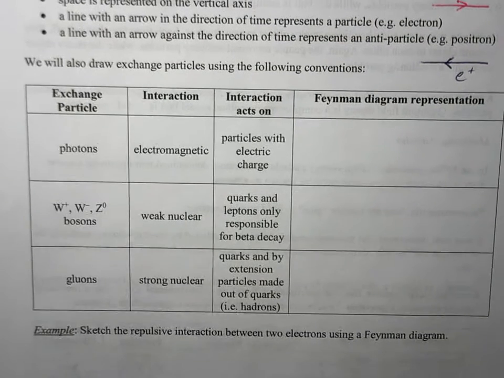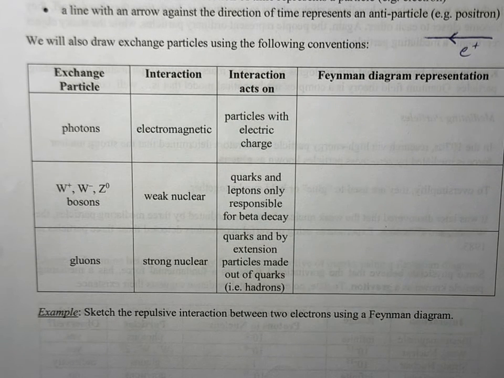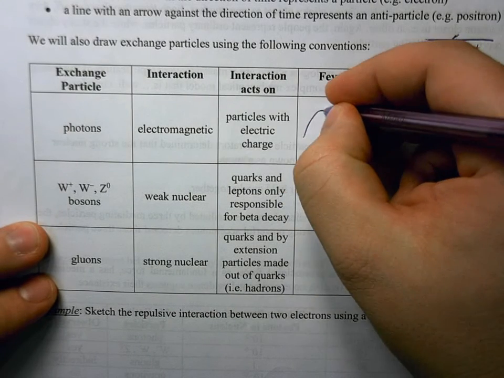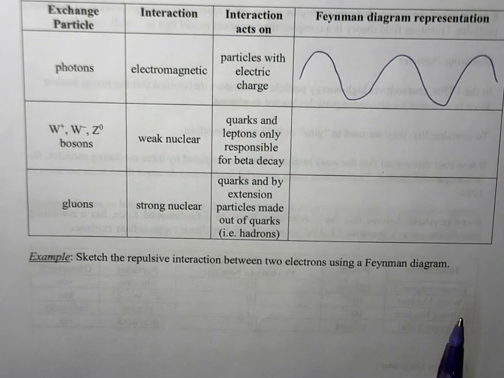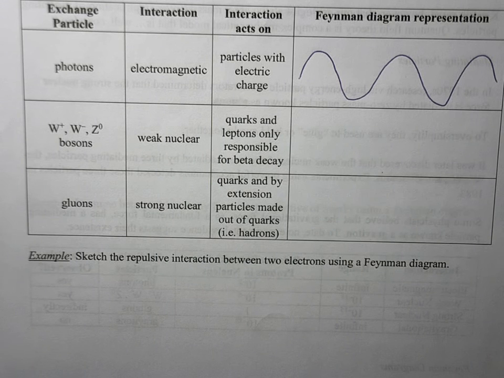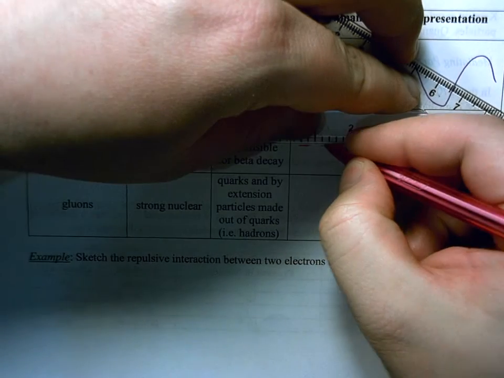When we're doing Feynman diagrams, we also want to draw our exchange particles, or mediating particles. When we talk about mediating particles, we're talking about the carriers of the fundamental forces. We're only going to look at the three that are actually known to exist, because we don't really know anything about gravitons. Photons, when we're sketching them in a Feynman diagram, look a bit like a sinusoidal wave. That's our pictorial representation for photons. For the W plus, the W minus, or the Z0 bosons, the carriers of the weak nuclear force, we're just going to draw them as a dashed line.